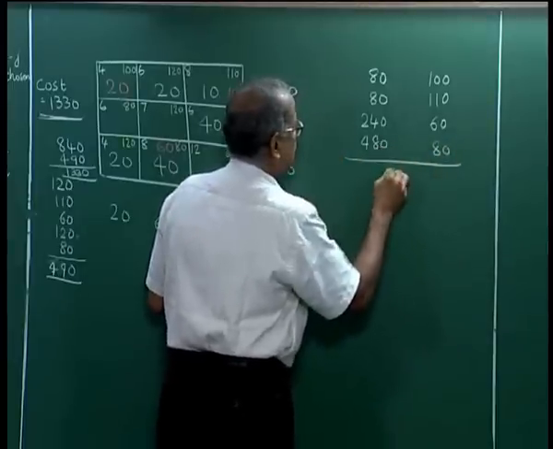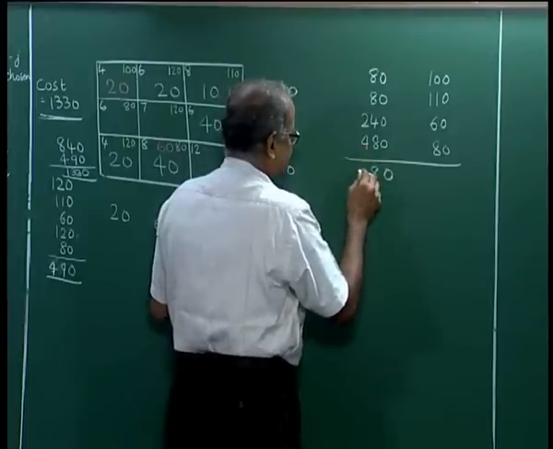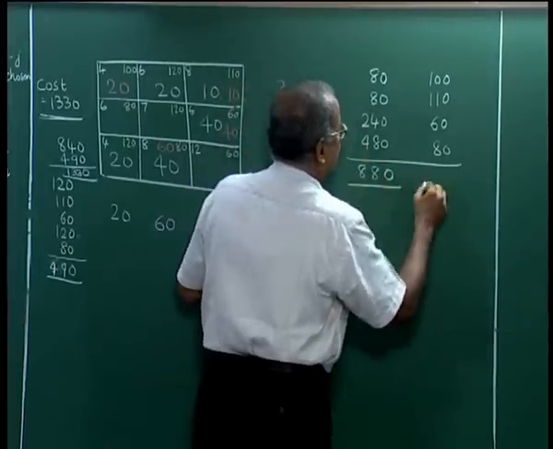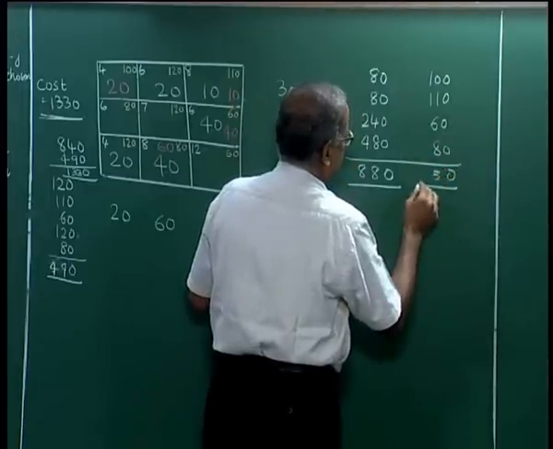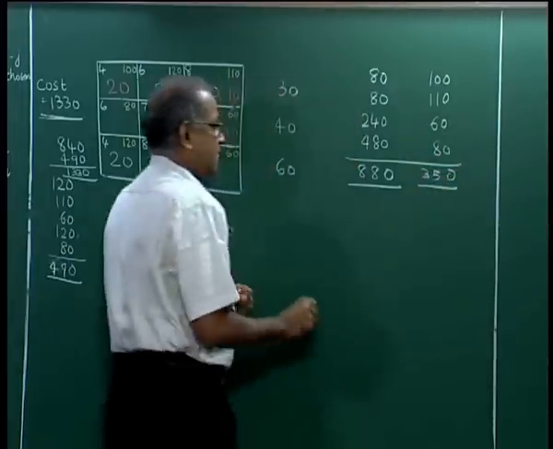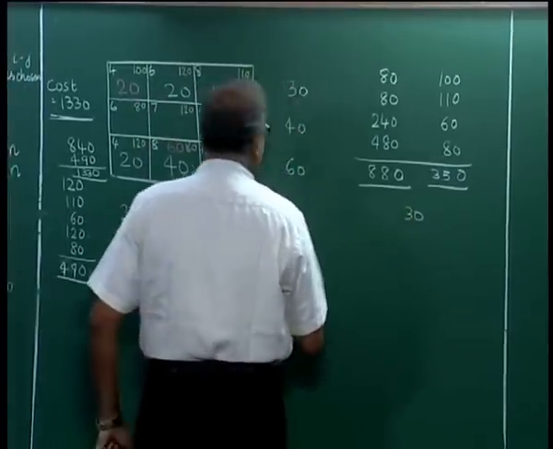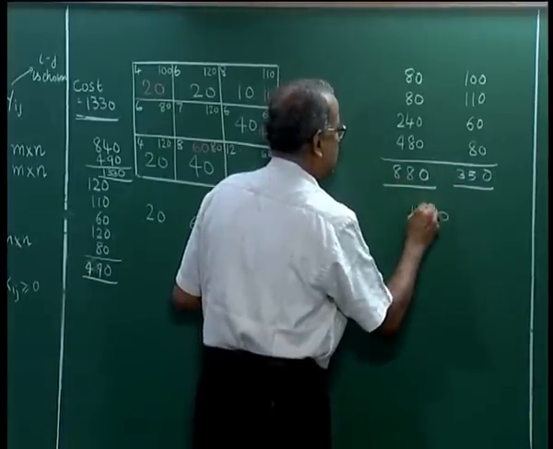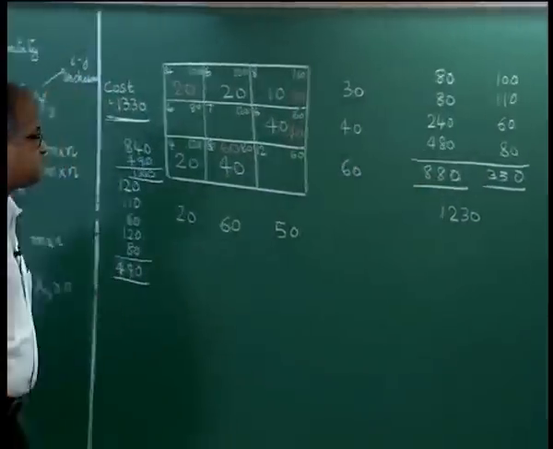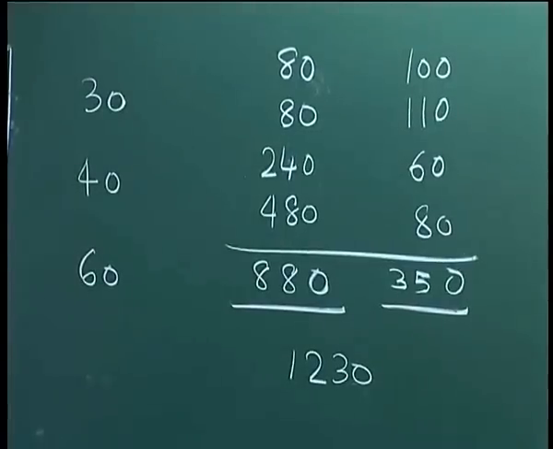So, now this will be 8 plus 4, 12, 20, 28, so 880, and this will be 350. So, the total cost will be 1330. So, the cost will be 1230.